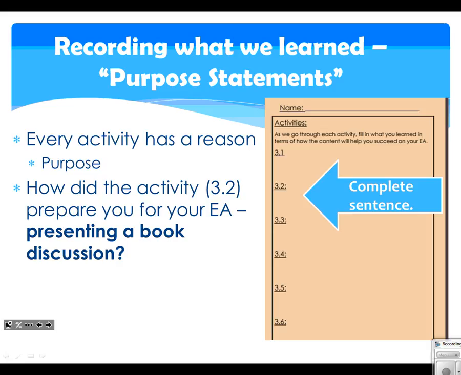So how is getting your group, how is speaking and listening with your group members, communicating with them, preparing you for your assessment where you present a book discussion in front of the entire class? Write that on your orange bookmark next to number 3.2. Write a complete sentence.